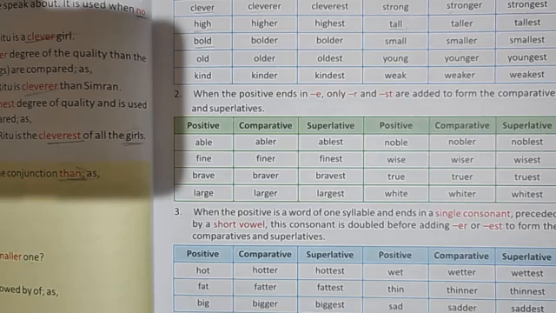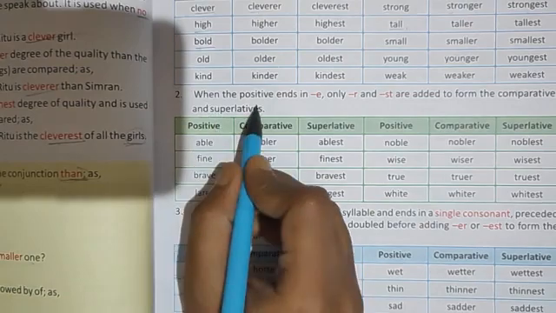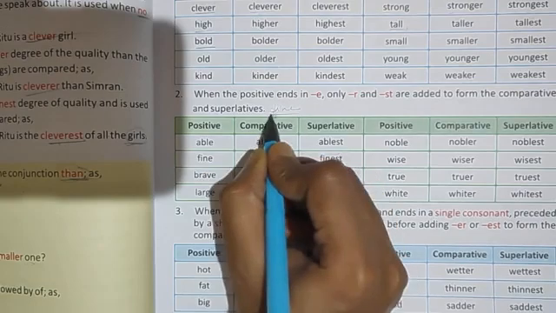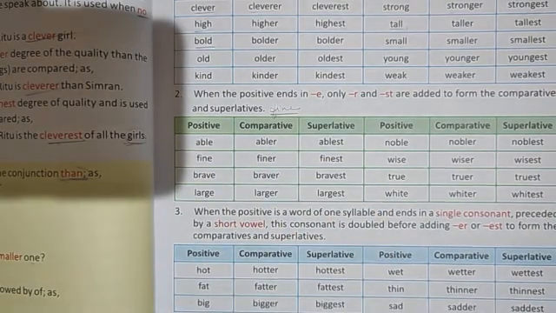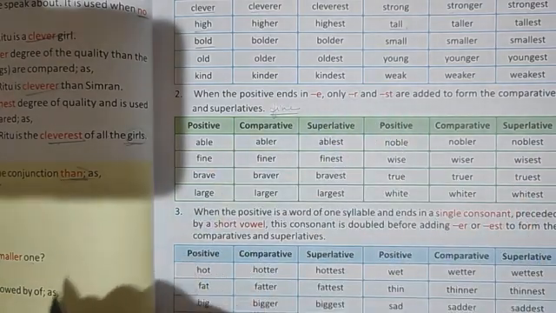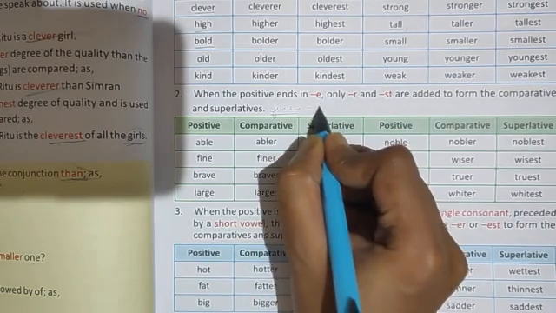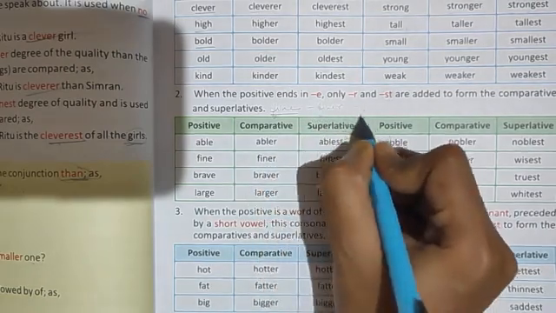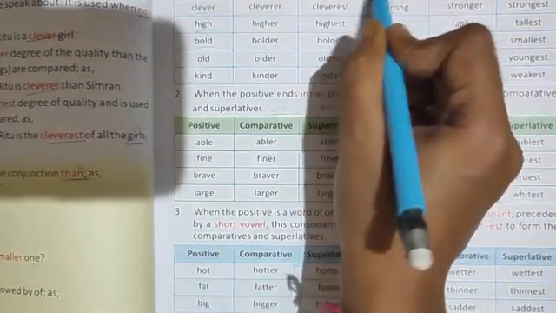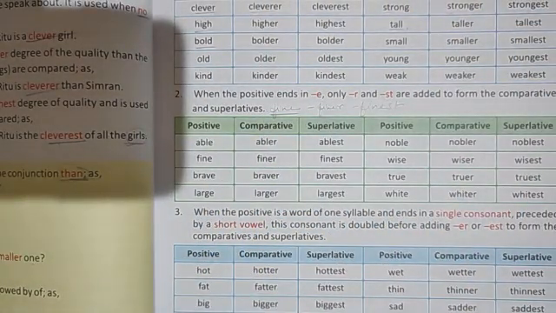Next, the second rule is when the positive degree ends with e. For example, fine. Okay, this is your positive degree. You have to add only r or st to form the comparative and superlative. For example, fine becomes finer, finest. Earlier you were adding er, est, but if your adjective ends with e, you will be adding only r and st.